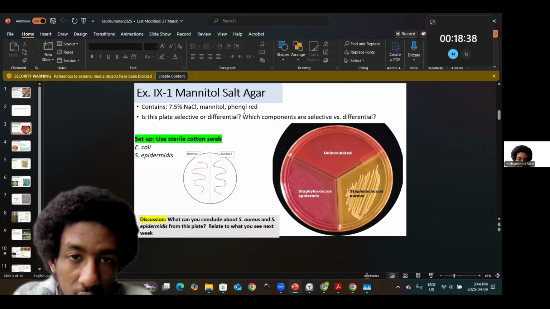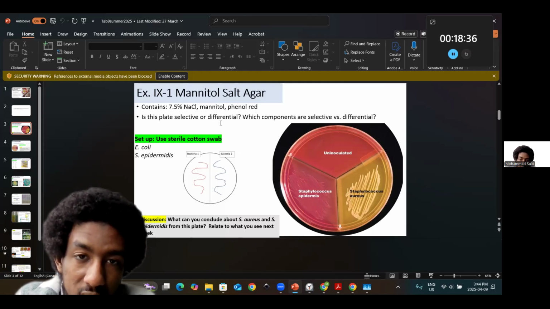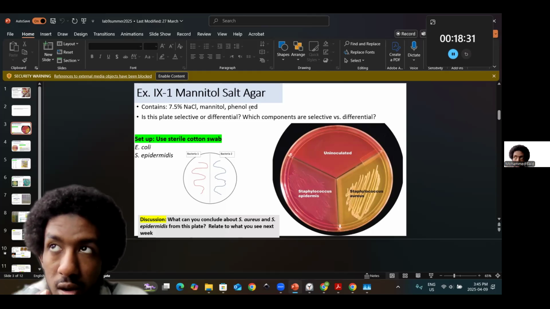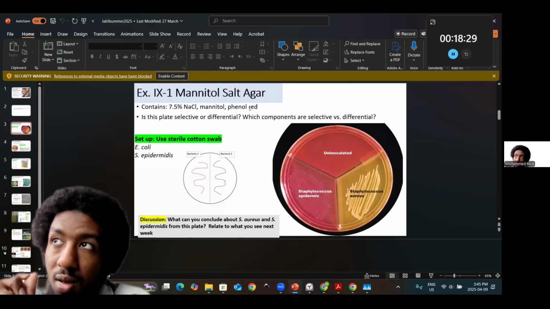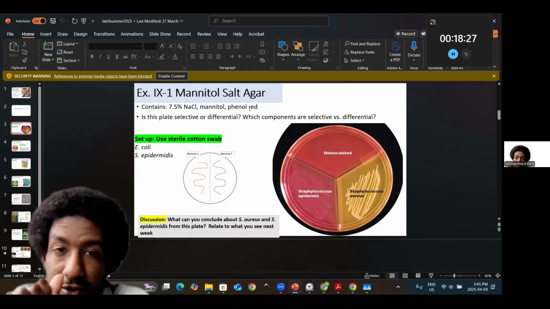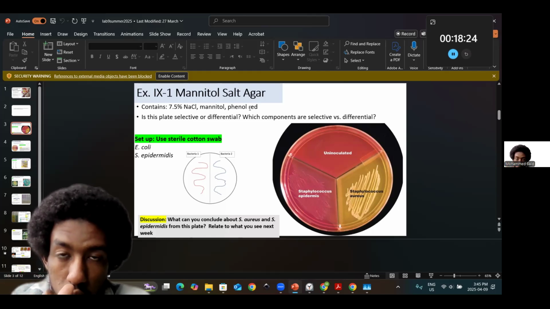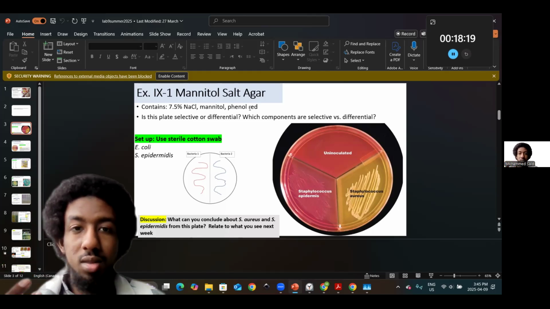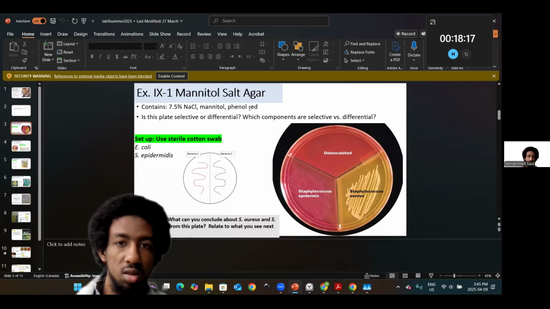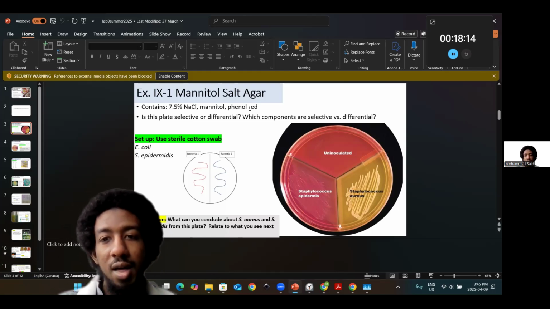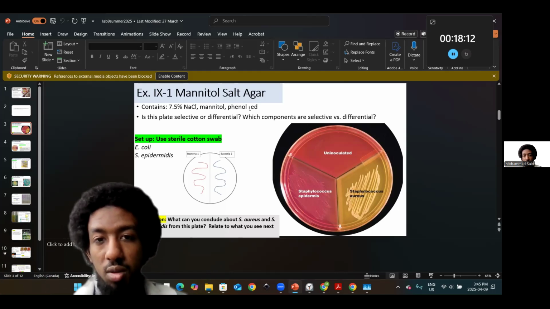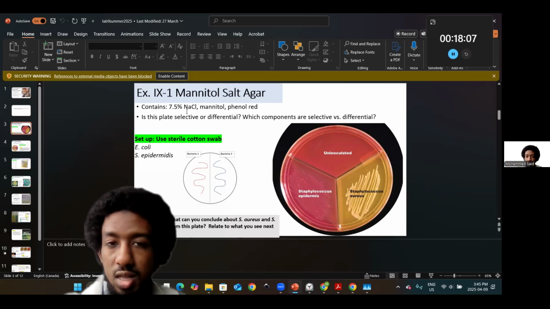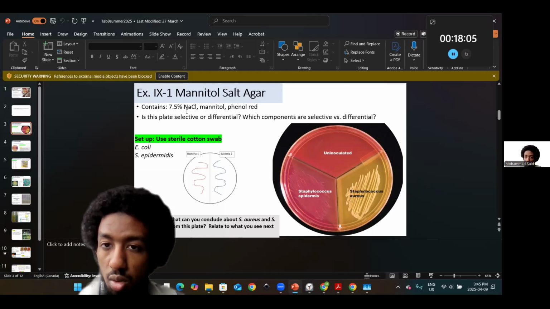So I want you to think then, or sorry, let me go back. Mannitol and phenol red both serve to couple the indication of bacteria that are able to ferment mannitol, the sugar. That serves as a differential component, right? That means that it's differentiating whether these bacteria fermented or not. So that depicts a differential set of components: the mannitol with its phenol red. And then NaCl, once again, selects for bacteria that are able to grow or not grow.